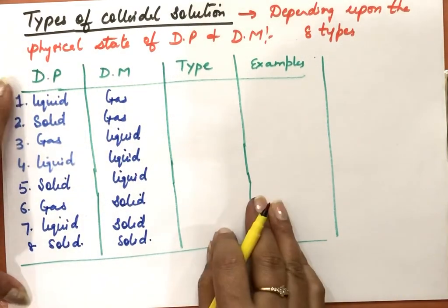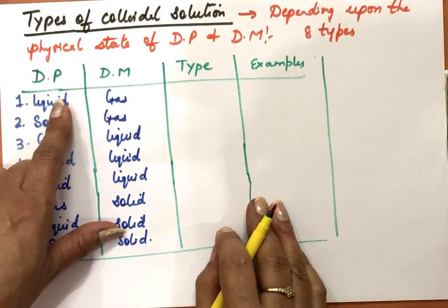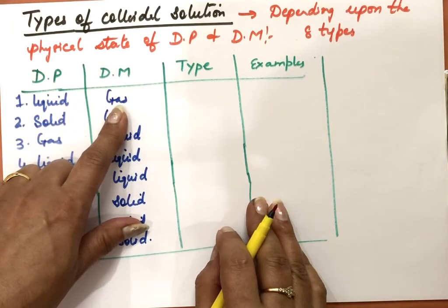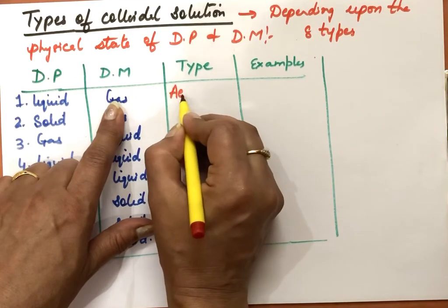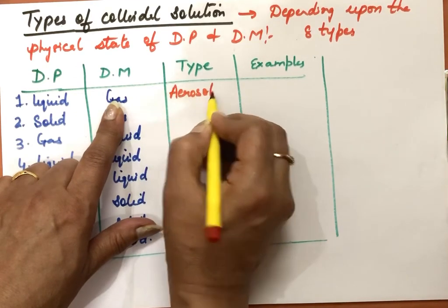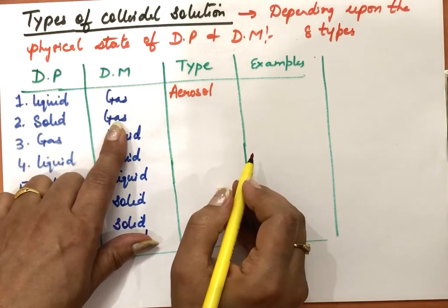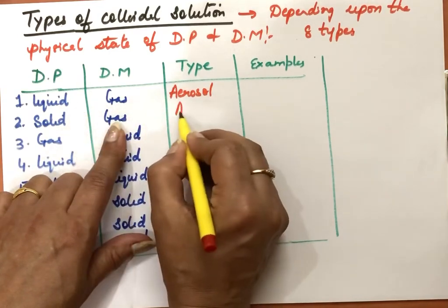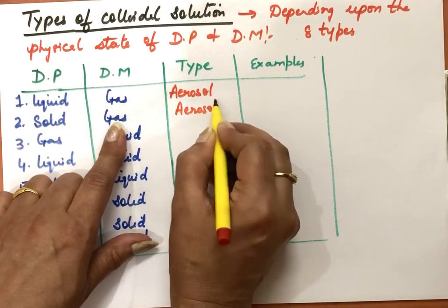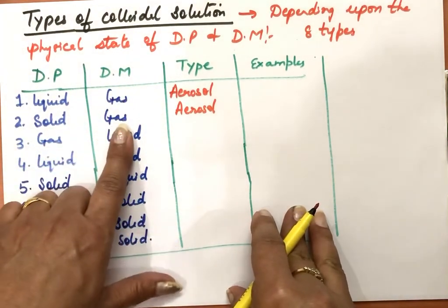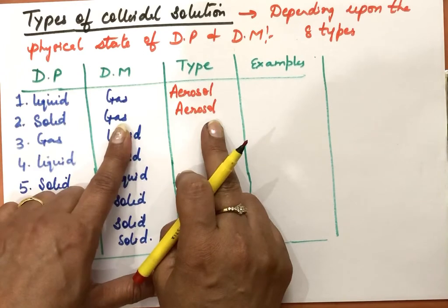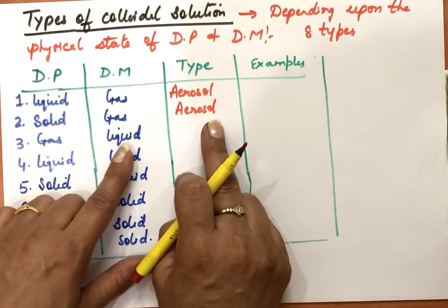If a liquid dispersed phase is dissolved in a gaseous dispersion medium, if the dispersion medium is gas, this kind of colloid is known as aerosol. So see now again here, this is also in a gaseous form, so this is also called aerosol. Just two colloids are there where the dispersion medium is a gas. So when the dispersion medium is gas, that type of colloidal sol is known as aerosol.